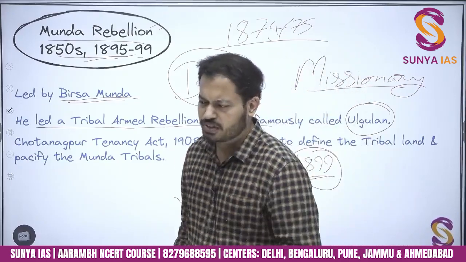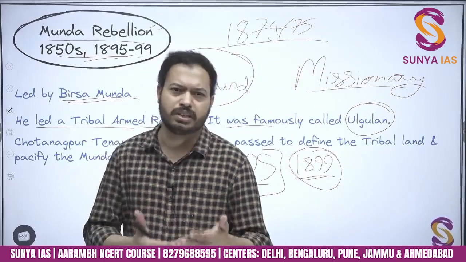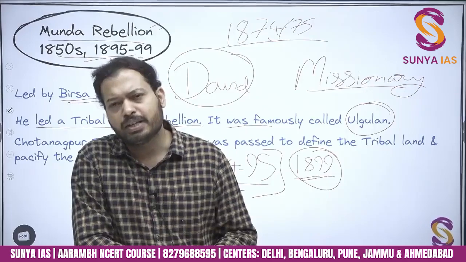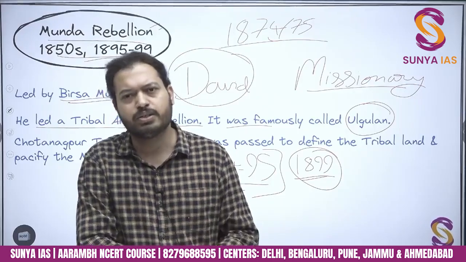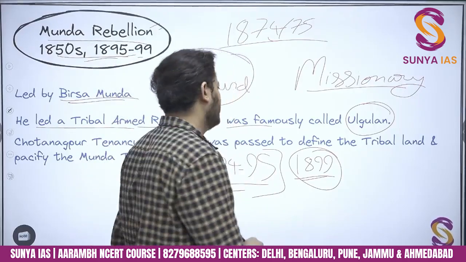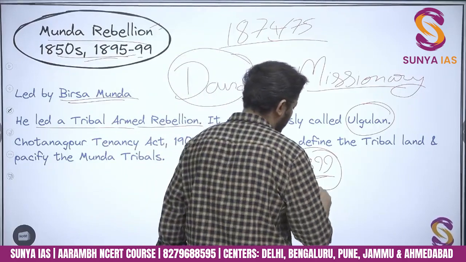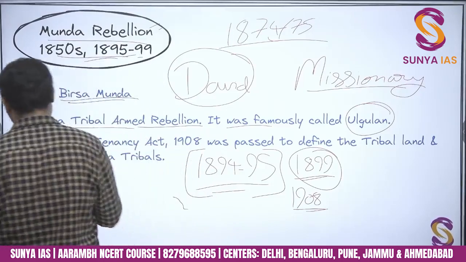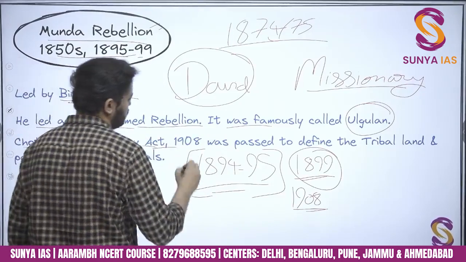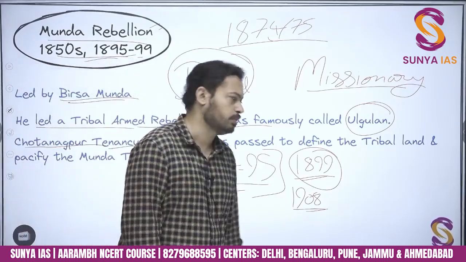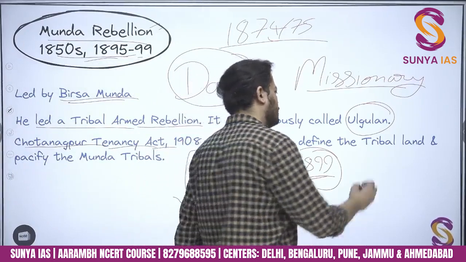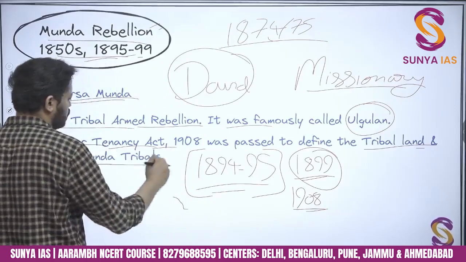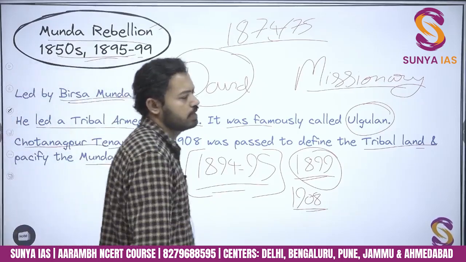Once he came out of jail also, he restarted the whole thing, then he was re-arrested. Those things are there. In 1899, after that, there was still some sense of militancy, until in 1908 the British government passed the Chota Nagpur Tenancy Act, which was very similar to the act passed in 1866 for the Santhal people. So this time there was a tribal land defined for the Munda tribal people also, just on the lines of the Santhal Pargana Act.